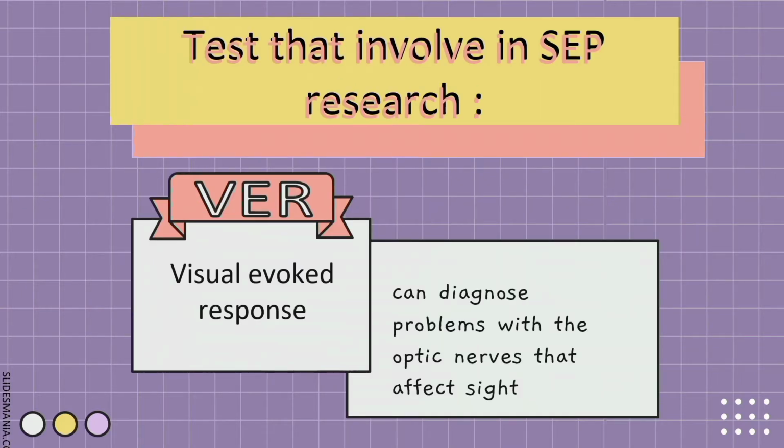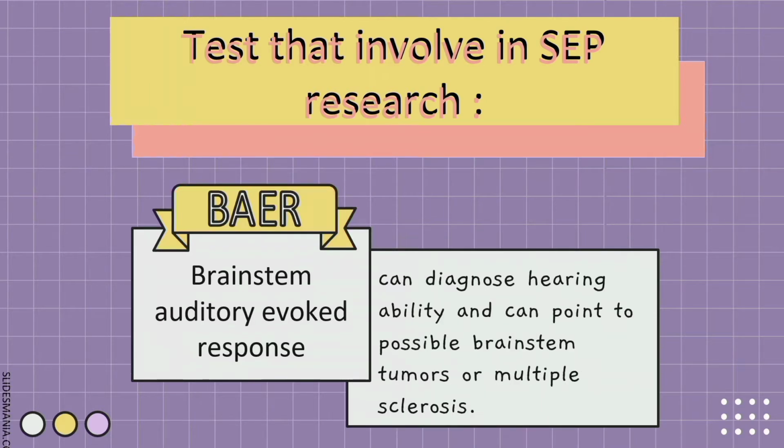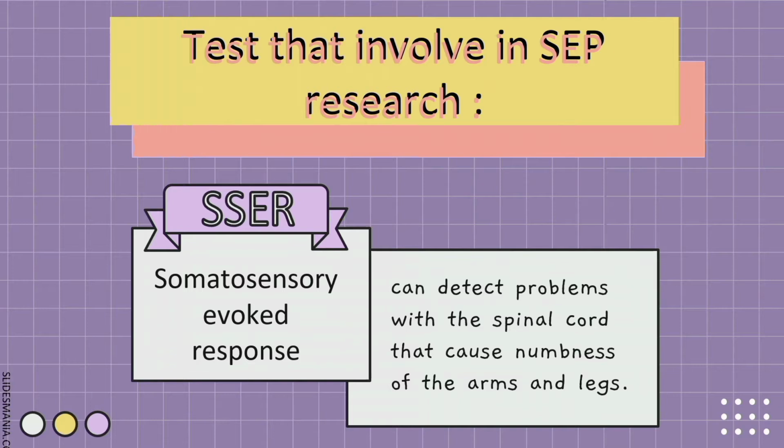Okay, next we go to the tests that are involved in SEP research. The first one is VER, which is a visual evoked response. It can diagnose problems with the optic nerve that affect sight. The second one is BAER, which is a brainstem auditory evoked response. It can diagnose hearing ability and can point to possible brainstem tumors or multiple sclerosis. And the last one is SSER, which is a somatosensory evoked response. This test can detect problems with the spinal cord that cause numbness of the arms and legs.